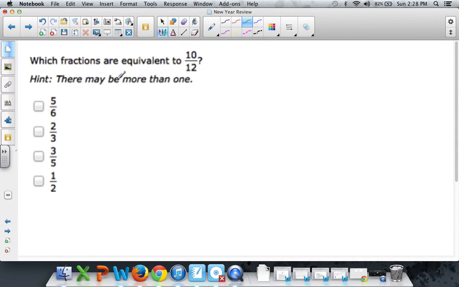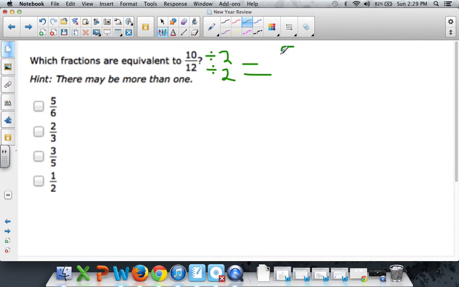Which fractions are equivalent to 10 over 12? Well, you saw us reduce a little while ago with that purple shading circle thing. So let's reduce again. What can the top and bottom both be divided by? Think about it. 10 and 12, they're both even numbers. So they can both be divided by 2. 10 divided by 2, 12 divided by 2. That gives us a new fraction.